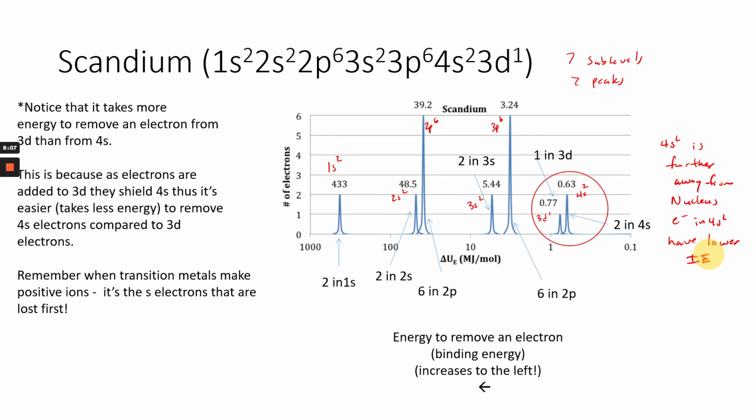So if you are going to lose an electron, the 4s will lose electrons easier than the 3d, and that's what we noticed when we were forming our ions. Notice it takes more energy to remove an electron from 3d than 4s. This is because as electrons are added to the 3d, they shield. As you're adding electrons here, they're shielding the 4s from the force of the nucleus, so it's easier to remove an electron from the 4s than the 3d. Remember, when transition metals make positive ions, they always take from the s electrons first, and this technique proves that. And that is the end of our tutorial on PES.